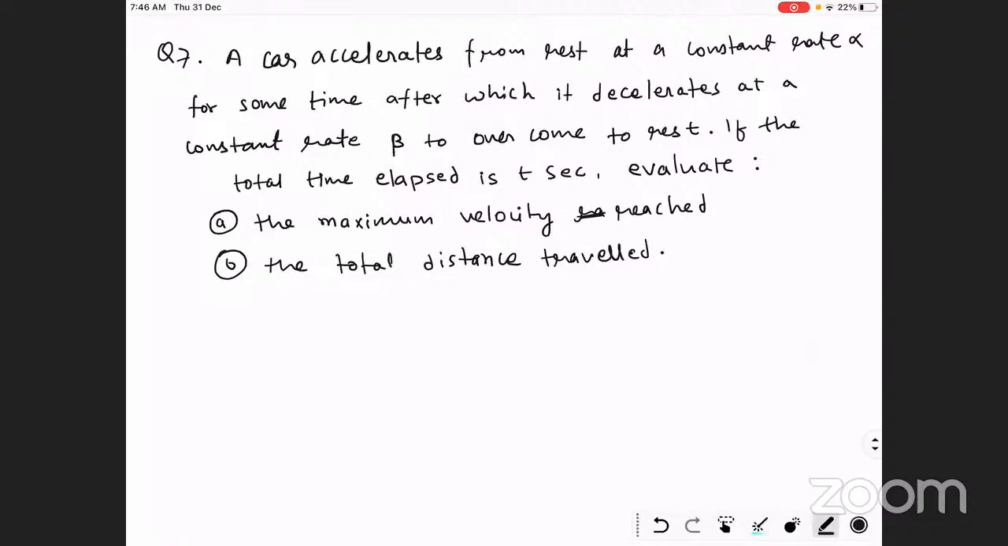First it accelerates, then decelerates at a constant beta to come to rest. If the total time is t, evaluate the maximum velocity reached and the total distance traveled. It's the easiest and fastest way to solve this problem. Last year भी कराया था मैंने, याद है आप लोग को? It is the graph method.